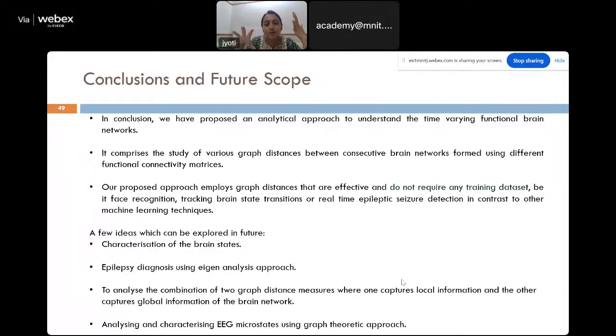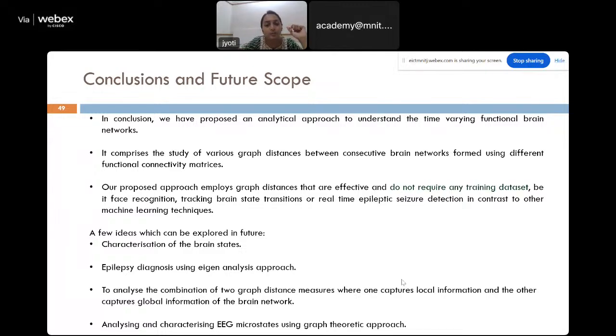Using this approach, we can also explore the epilepsy diagnosis of the disease. And one new area these days is EEG microstate. You might have heard about this term: microstates are there even if we are sitting like this. Generally people used to claim that 4 or 5 brain states or microstates will be there. So our brain is continuously moving into different brain states.